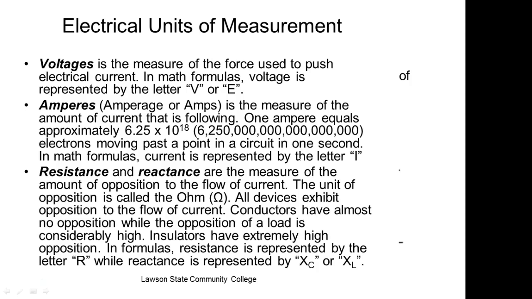Resistance and reactance are a measure of the amount of opposition to the flow of current. The unit of opposition is called the ohm. No matter what type of opposition you have in an electrical circuit, it's measured in ohms. All devices exhibit opposition to the flow of current. Conductors have almost no opposition, while the opposition of a load is considerably higher. Insulators have extremely high opposition. In formulas, resistance is represented by R, and then X sub C is capacitive reactance, and X sub L is inductive reactance.